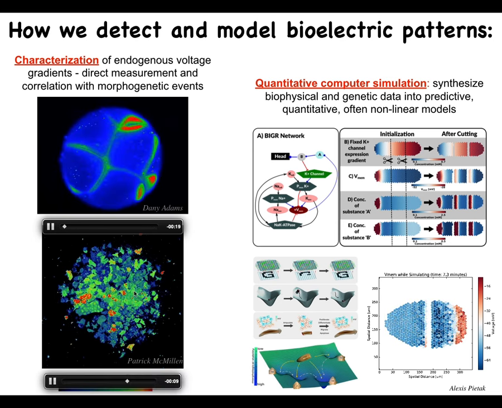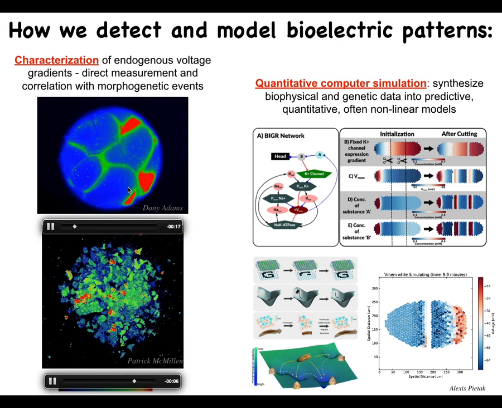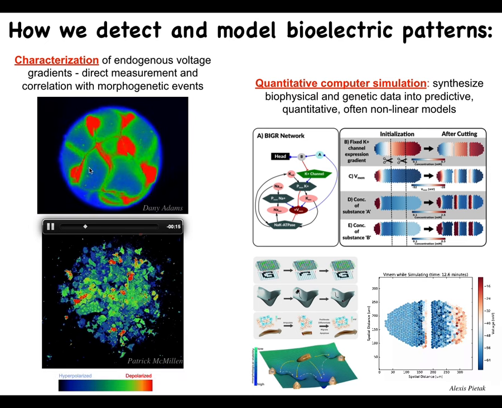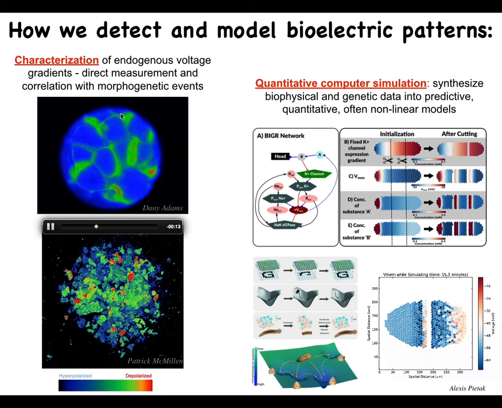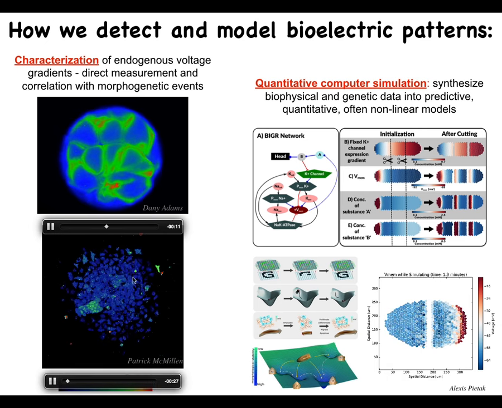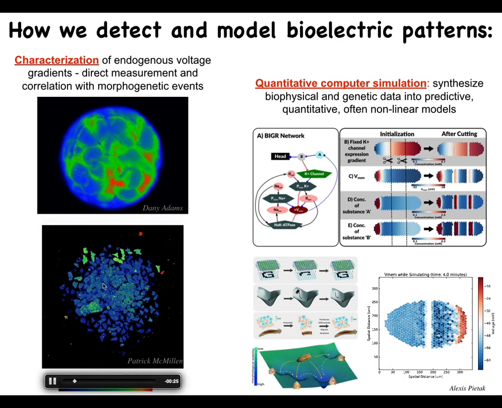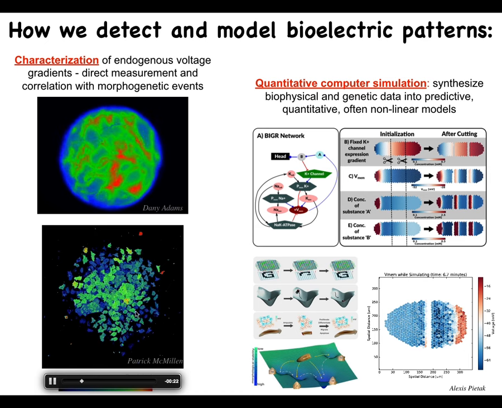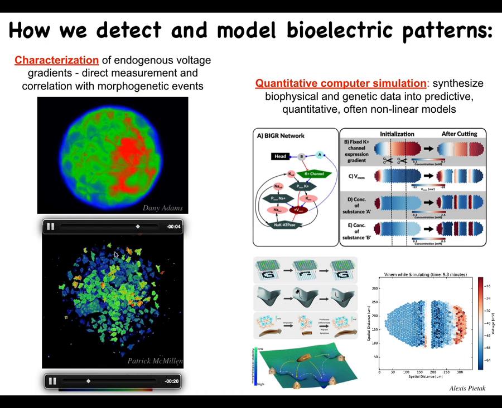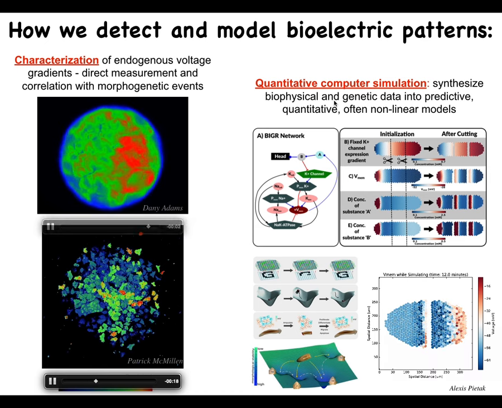Here, these are individual cells. This is an early frog embryo, and you can see all of the cells having these electrical communications with each other. Right? And you can see what's happening. There are some fast voltage changes. There are some very slow voltage changes here. So we do a lot of imaging like this. We also do a lot of quantitative simulations.